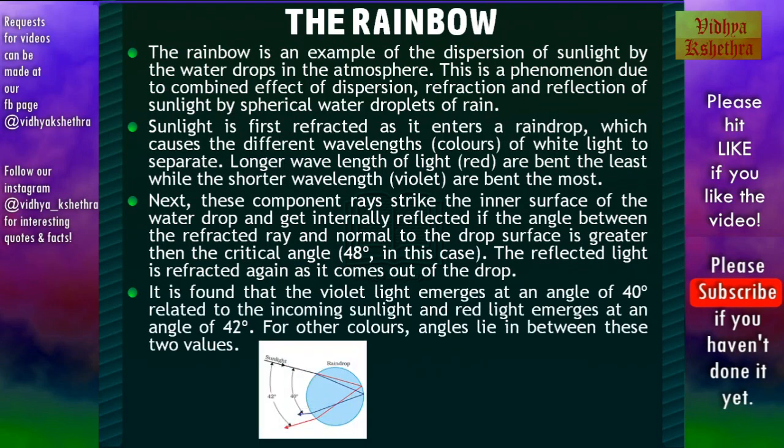It is found that the violet light emerges at an angle of 40 degrees relative to the incoming sunlight, and red light emerges at an angle of 42 degrees. For other colors, the angles lie in between these two values. These are shown in this figure.